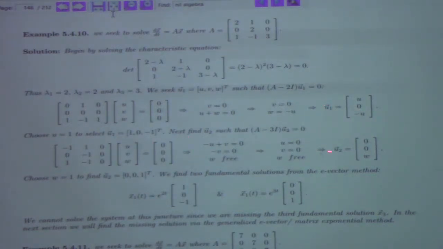Now for 3, we get our token eigenvector. Great. But you see, we only have 2 eigensolutions here. This is a 3x3 problem. There should be 3 fundamental solutions. We're missing something, right? I hope I've convinced you by now we're missing something.